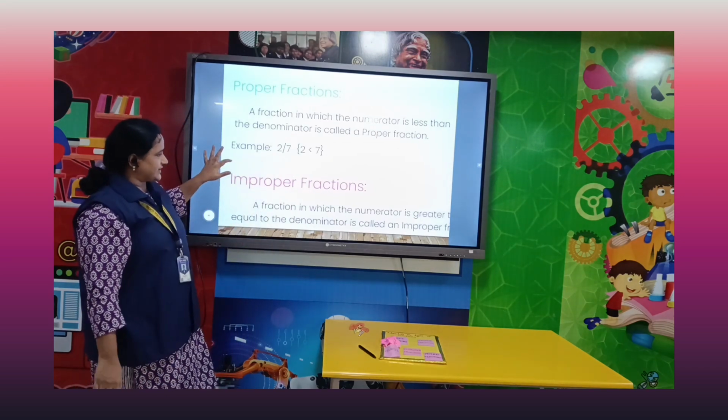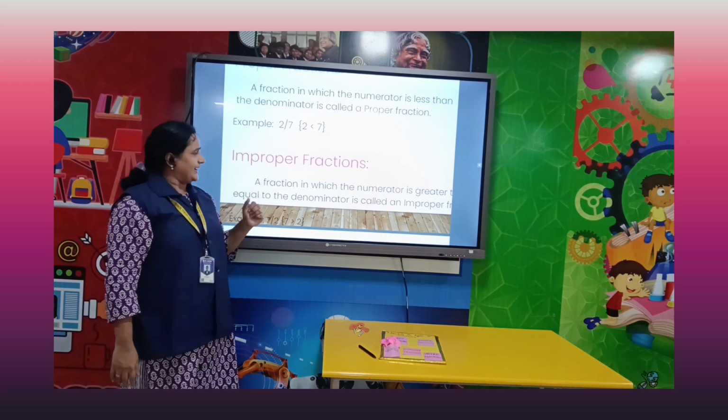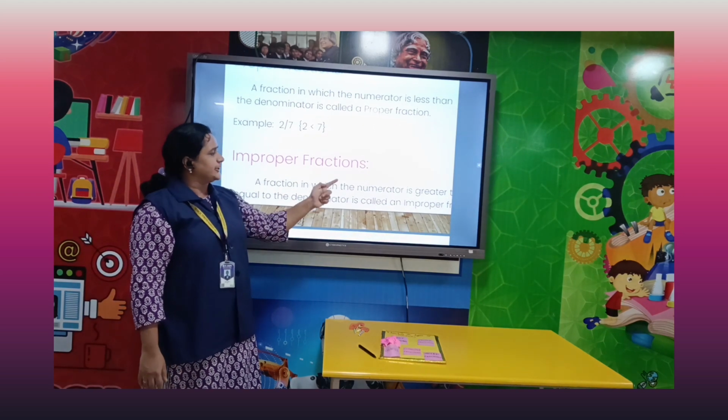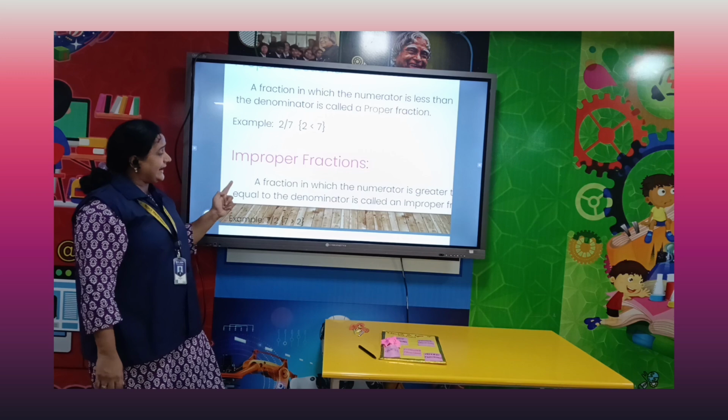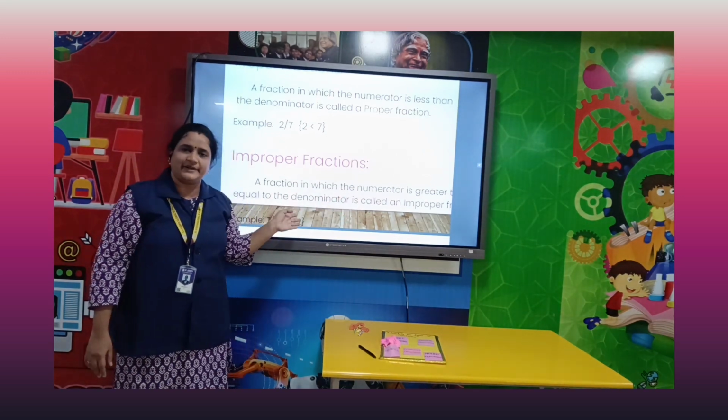And then the second fraction, what is that? Improper fraction. In an improper fraction, the numerator is greater than or equal to the denominator. That is called an improper fraction. What they are coming to say?